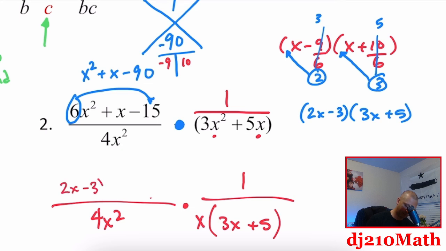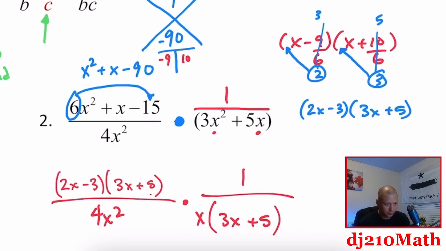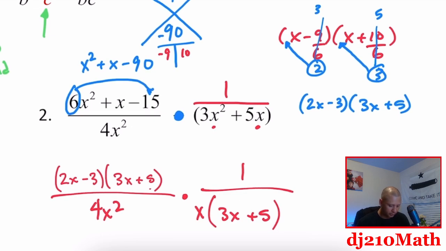2x minus 3, 3x plus 5. Okay, everything is fully factored. So, what can cancel top to bottom, and diagonally. So first off, let me show you what you can't do. You can't be like, oh, x and x, right? Because they're both on the bottom. That doesn't work that way. One has to be up top and one has to be in the bottom. So the only thing I see, 3x plus 5, 3x plus 5.